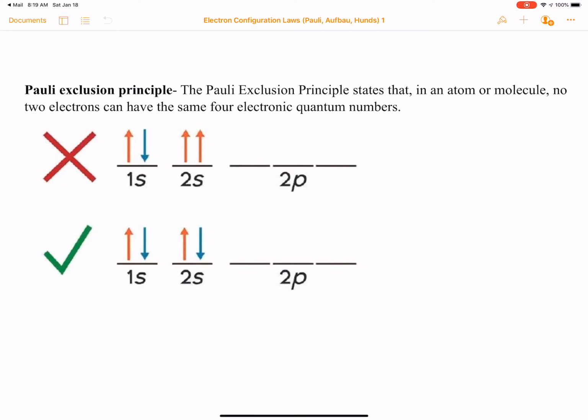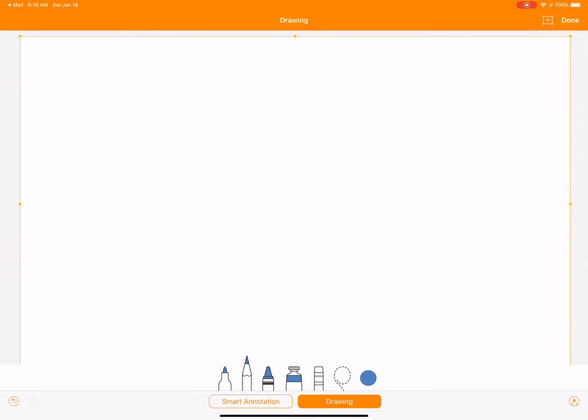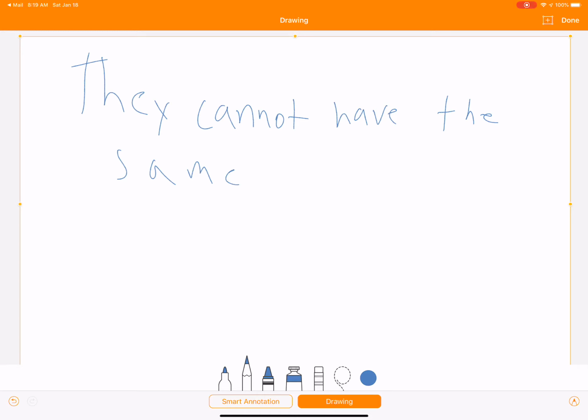I'm Hunter and today we'll be discussing the electron configuration laws, the Pauli exclusion principle, the Aufbau principle, and Hund's rule. So the first one to look at is the Pauli exclusion principle, and this states that in an atom or molecule, no two electrons can have the same four electronic quantum numbers. So that is the same thing as saying that they cannot have the same spin.